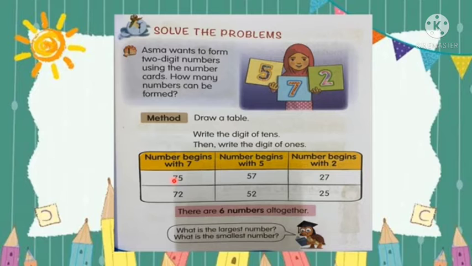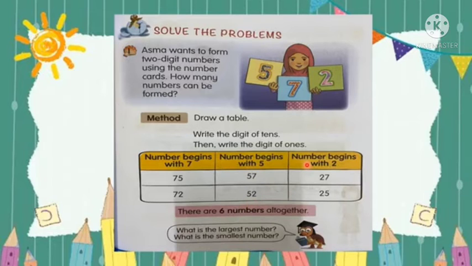5, right? So, 7 and 5. 75. That is the first number. The second one is 7 and 2. 72. So, there are two numbers that can be formed with 7. Next, numbers that begin with 5. So 5 and 7. Right? So 57. And then 5 and 2. 52. So there are two numbers also here.